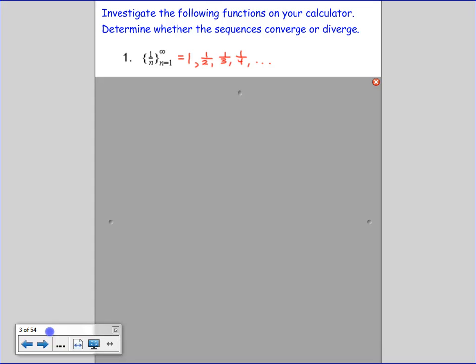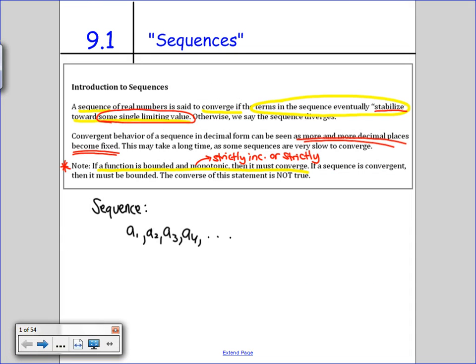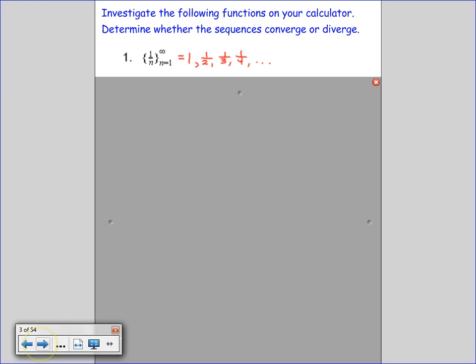Investigate the following functions on your calculator. Determine whether the sequences converge or diverge. Now, sequences, hold on one more time. What's it take to converge or diverge? If the terms stabilize towards some limiting value, I can say the terms converge. The sequence converges, okay? So, Ethan already pointed out, you guys don't even need a calculator on this one, right?